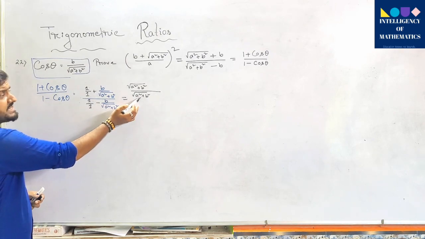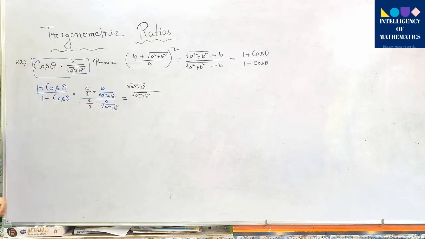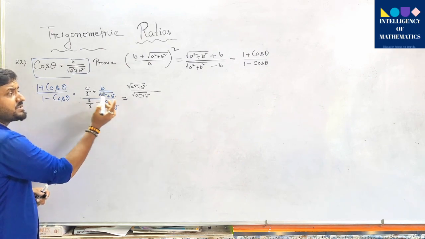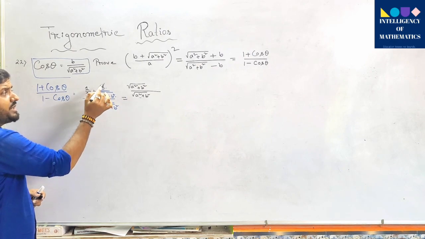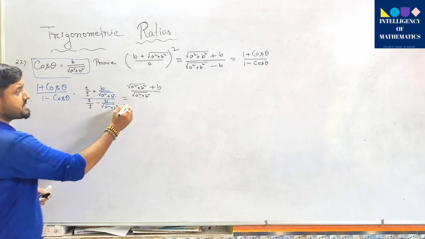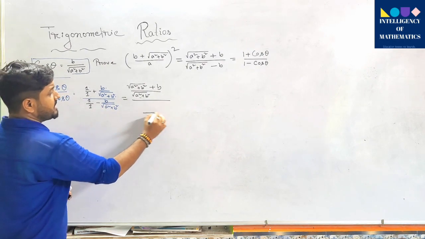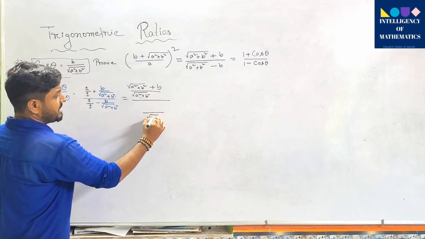Again, when this LCM has to be divided by this denominator, what will we do? This and this are the same, so division will give you 1. 1 into b, you will have only b. The same process will be followed for the down also. 1 into this one's LCM will be as it is.